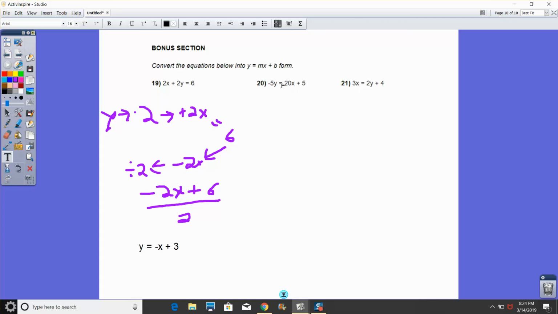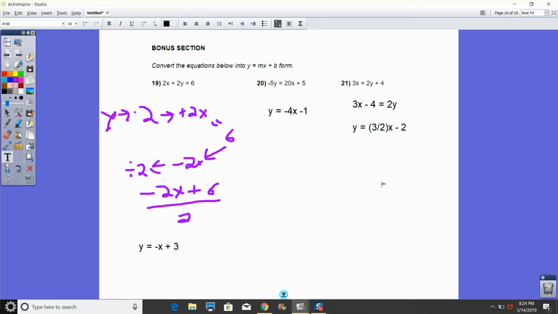For number 20, all we have to do here is just divide by negative 5 on both sides. If I divide by negative 5 on both sides, that's going to be y equals 20x divided by negative 5 is negative 4x, and then 5 divided by negative 5, that's negative 1. So y equals negative 4x minus 1 for that one. Here, this one's a little tougher. We'd have to subtract 4 and then divide by 2, right? Subtracting 4 would give you 3x minus 4 on one side. That would equal 2y. And then divide by 2 on both sides. That would give me 3 over 2x minus 2, and that would be my y. So y would equal, and I like to write the y first.